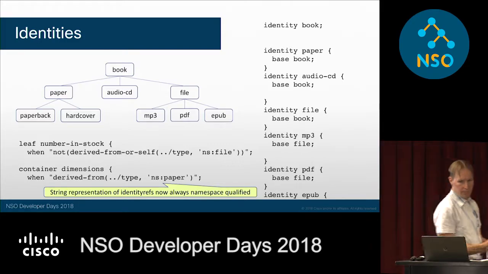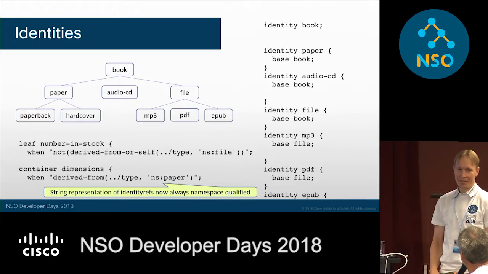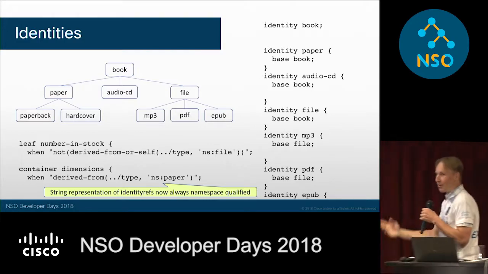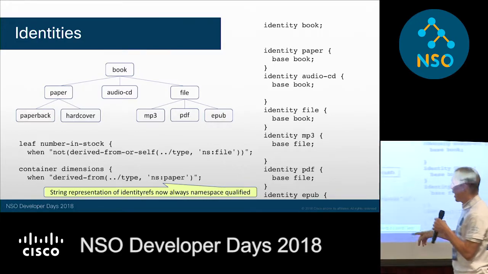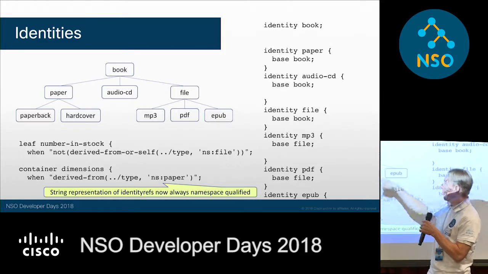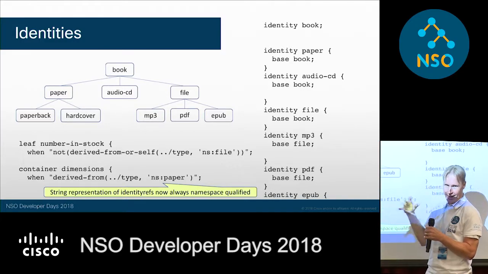Maybe in that case, explain how type is defined. So what is type? Maybe a good point. There was no space on the slide for that, but okay, sure. Type is an identityref, and an identity that is pointing to base book. So that means anything that is a book or derived from book is a valid value for that.